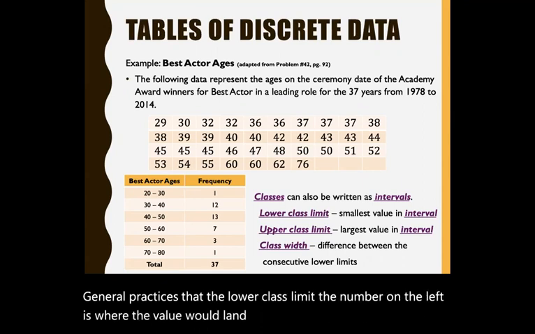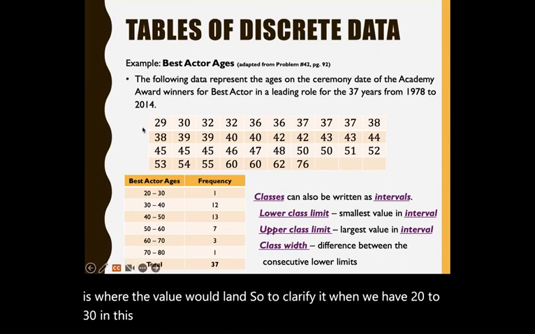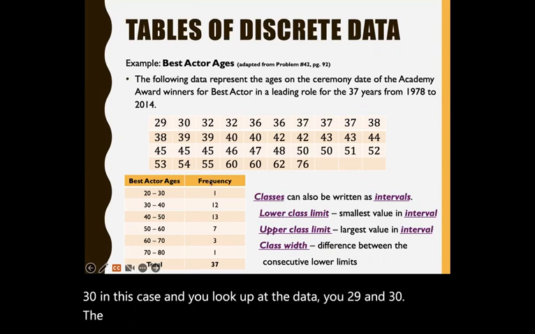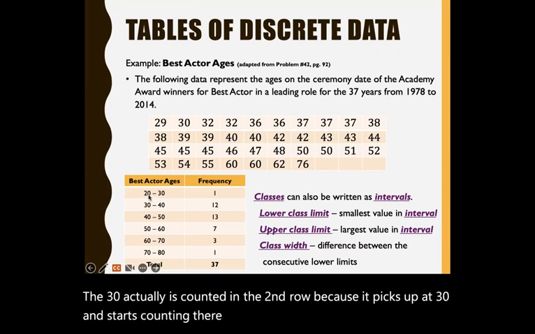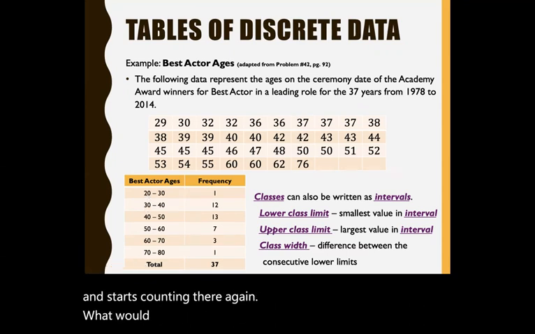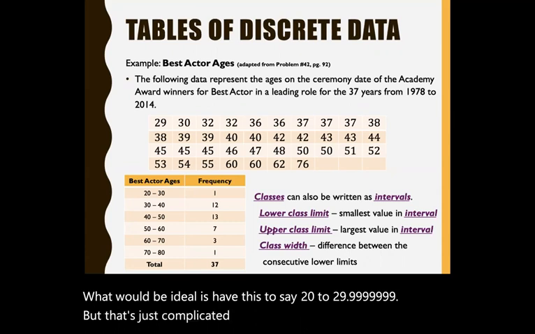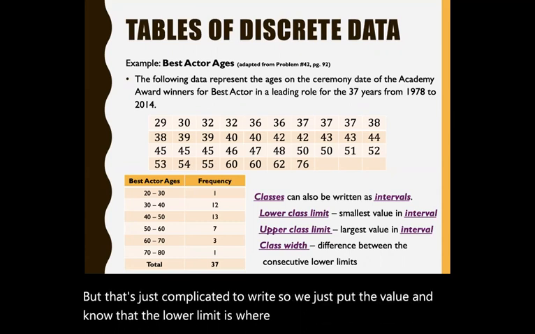So just to clarify it, when we have 20 to 30 in this case, and you look up at the data, you see 29 and 30. The 29 goes in the first row. The 30 actually is counted in the second row because it picks up at 30 and starts counting there again. What would be ideal is to have this say 20 to 29.9999999, but that's just complicated to write. So we just put the value and know that the lower limit is where that bin starts and where the count would start.